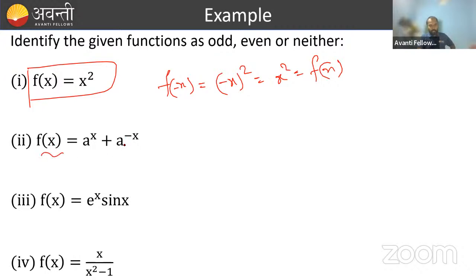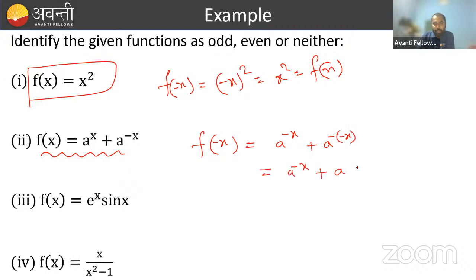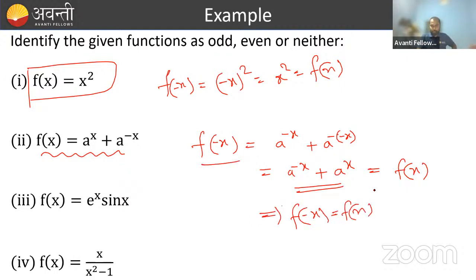Second function, is it even or odd? If we take minus x in place of x, it will give you a to the power minus x plus a to the power minus of minus x. That is a to the power minus x plus a to the power x. Similarly, we are getting f of x here, right? So this is the same as f of x. So f of minus x is equal to f of x, right? So it is also an even function.